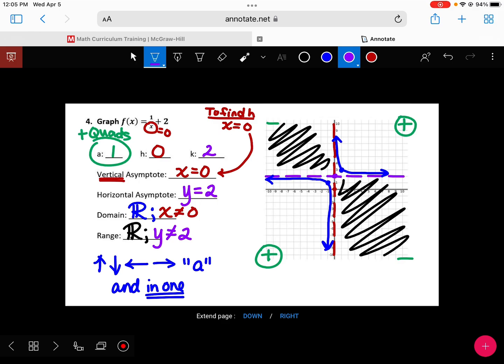Yes, domain is always x is not equal to, range is always y is not equal to. And you have to have that funny R thing too. Well, when you didn't see an H here, what was that? When you don't see a K, it can also be.